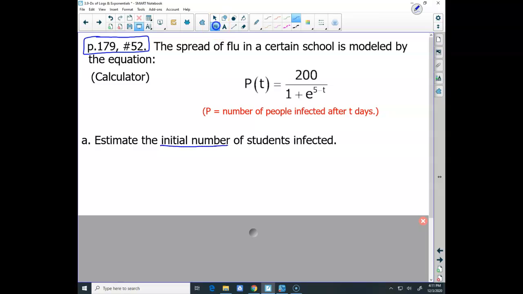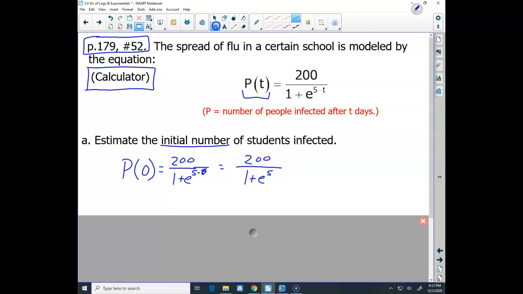Estimate the initial number of students infected. Well, P is the number of people infected after T days, so the initial number, wouldn't that be who was infected at time 0 or day 1? And that's going to equal 200 over 1 plus e to the 5 minus t. Oh, really? You're going to make me take 200 and divide it by 1 plus e to the 5th because I'm putting a 0 in there? No, I'm not. That's why it's a cute little calculator problem.